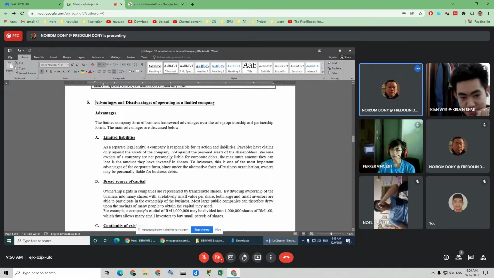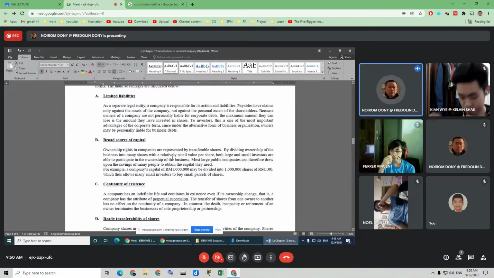Okay, and a company has a broad source of capital, meaning they have so many resources of capital, broad source. Ownership rights in a company are represented by transferable shares. Ownership of the company you can transfer by share, by dividing ownership of the business into many shares with relatively small value per share.